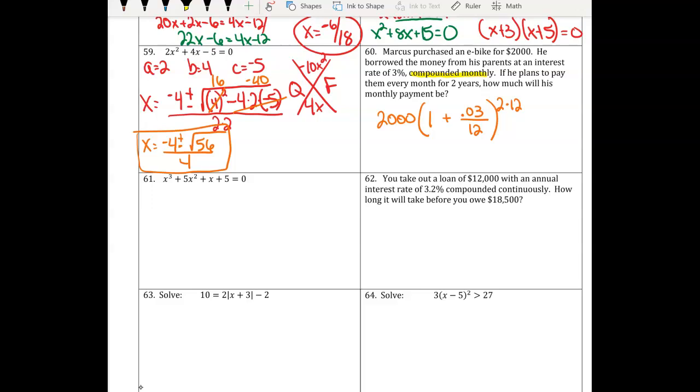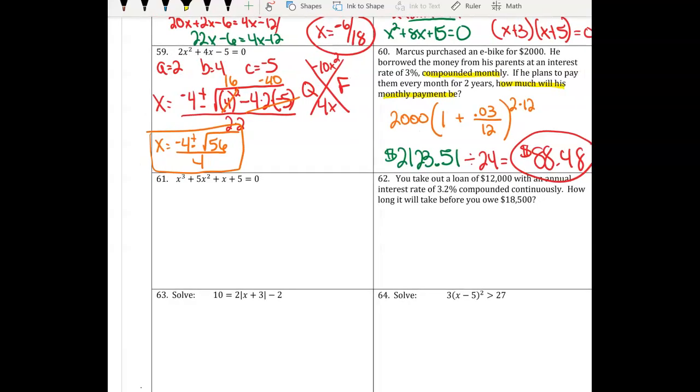And when I do that, I get $2,123.51. Now, that's not the question. The question is, how much will his monthly payments be? So they're going to take this and split it for every month for 2 years, which means 24 months, which means he's going to pay his parents $88.48 every month.